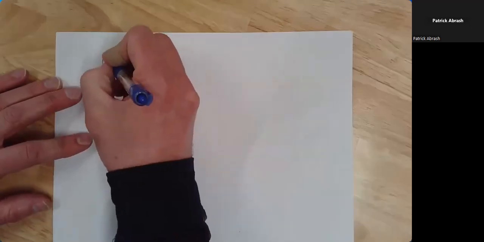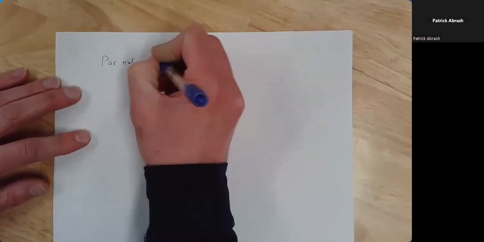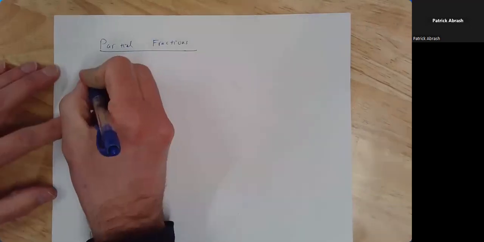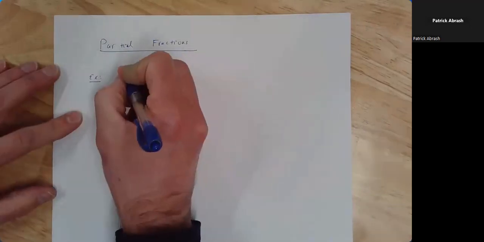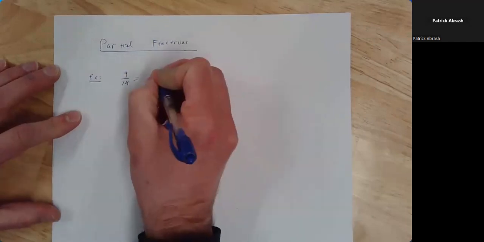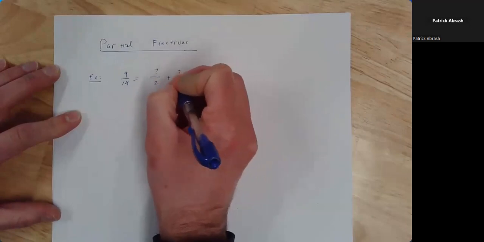All right. Partial fractions. So the real big idea with partial fractions is we're going to take a complicated fraction and break it up into 2 or more smaller fractions. So what I mean by that is, for example, we could totally write 9/14 as something over 2 plus something over 7.